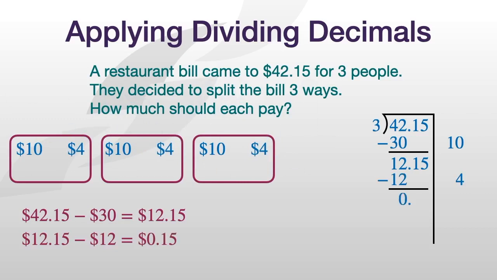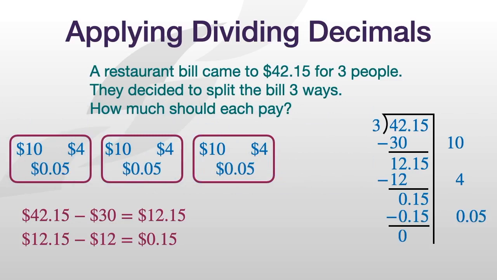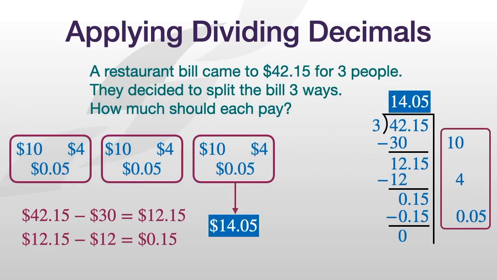Subtracting $12 from the balance leaves 15 cents. Divided 3 ways, that means that each person needs to add a nickel to bring the balance owing down to 0. So each person should contribute a total of $14.05. Here we see 2 approaches. How do these 2 approaches compare, and which do you prefer?